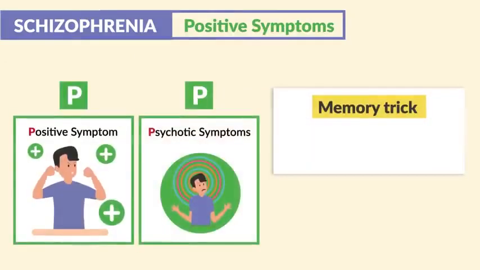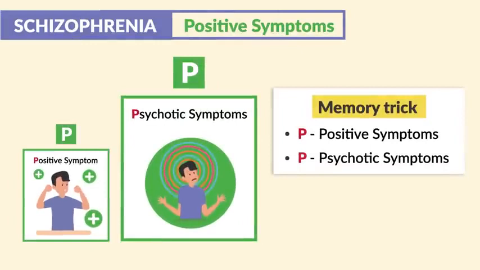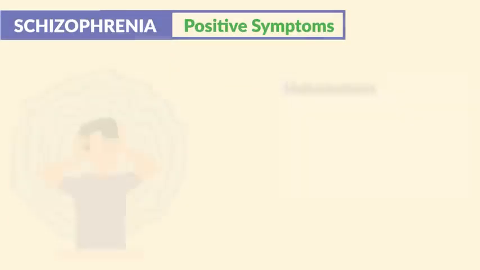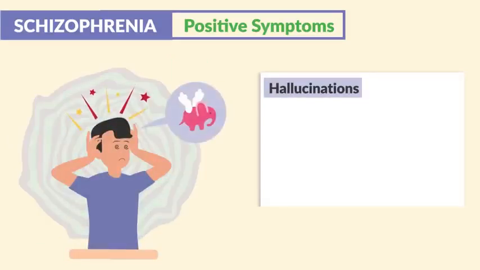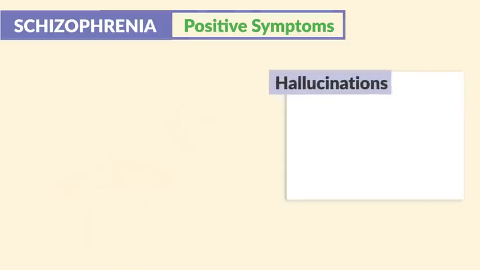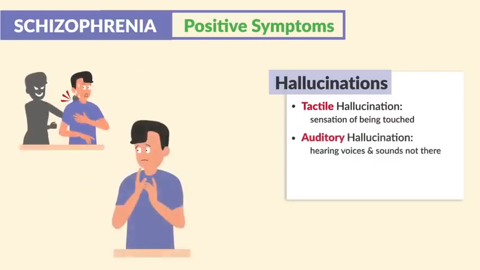First up is positive symptoms. Think P for positive symptoms as P for psychotic symptoms. So hallucinations. This is where clients hear or see things that are not there, like voices in their head or seeing objects. Now there are tactile hallucinations, where we have a sensation of being touched. Second is auditory hallucinations. Clients start hearing voices and sounds that are not there.